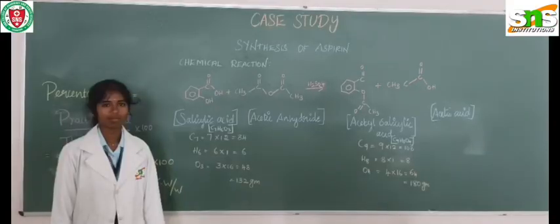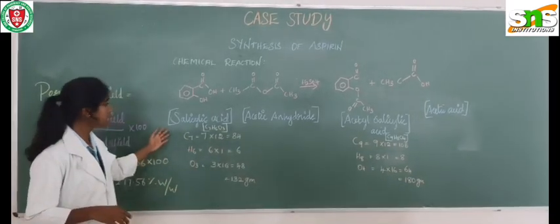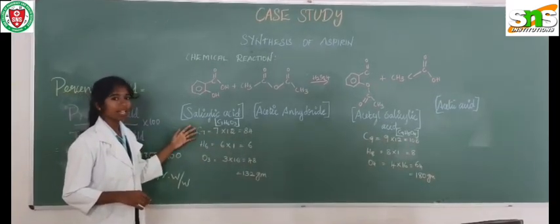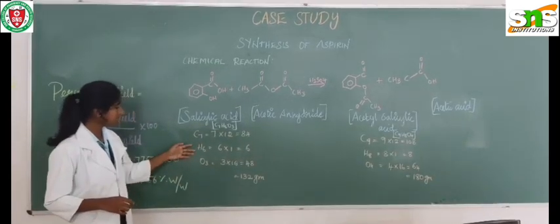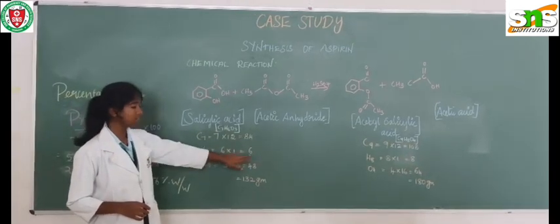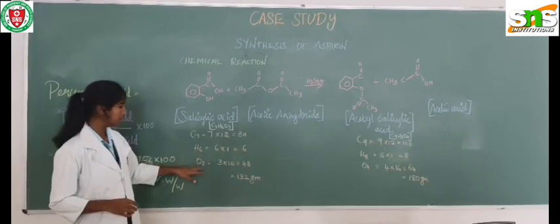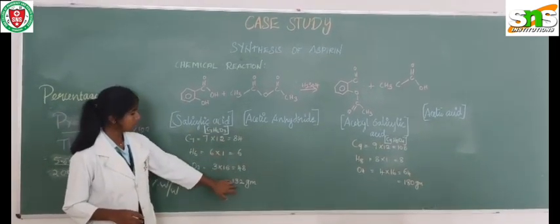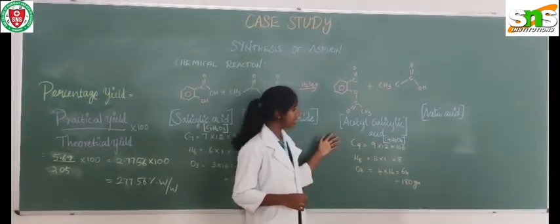Thank you. Now I am going to explain how to calculate the molecular weight of salicylic acid. Salicylic acid contains 7 carbon atoms. Its mass is 12. When we calculate, we get 84. It has 6 hydrogen atoms. Its mass is 1. When we calculate, we get 6. And it contains 3 oxygen atoms. When we calculate its mass, we get 48. Totally, it has 138. And next, we can see how to calculate the molecular weight of aspirin.